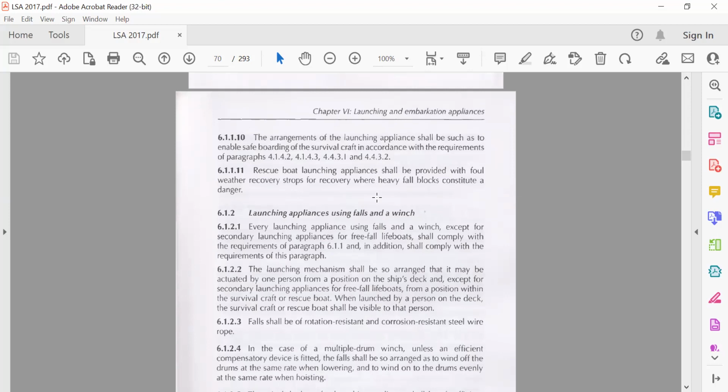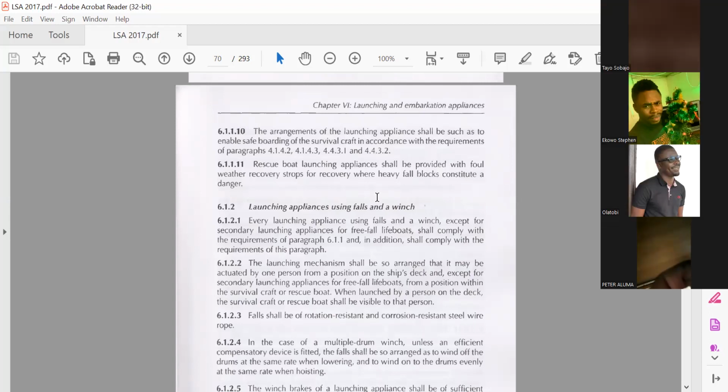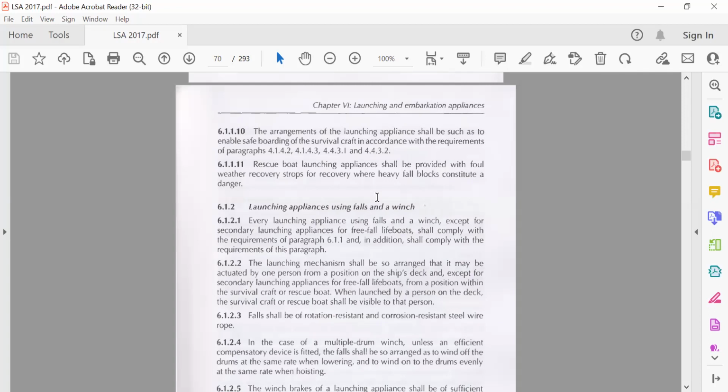So I talk about 6.1.1.1. It's talking about the means of recovery of survival craft. I also did a little research about this. For instance, I'll make an example so that we can get to know. If we have bad weather, and we're trying to recover the lifeboat from the sea, you know that there's a hook from the wire, and there's a hook that we need to hook the lifeboat, right?